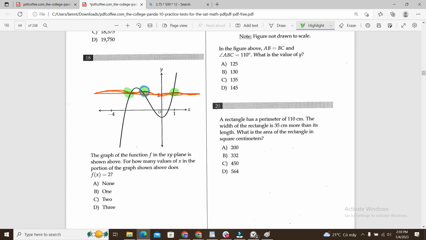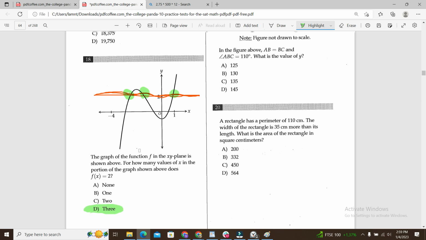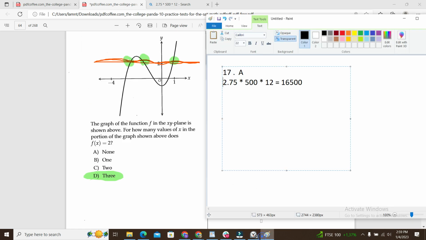So how many values of x in the portion have f(x) equal to 2? It just asks us how many solutions the equation f(x) equal to 2 has, and for the solutions it's just how many intersections the graph and the line y equal to 2 have. So there are 3 intersections, so the answer is D. Okay, choose D. 18 is D.